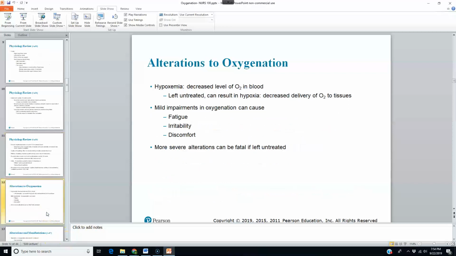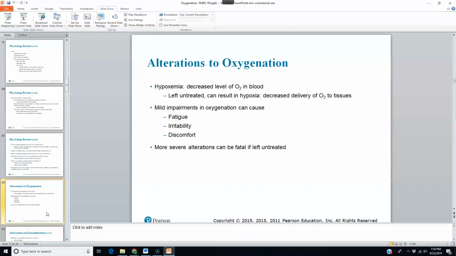Now we're looking at those alterations in oxygenation. We look at that term hypoxemia, which is just decreased levels of O2 in the blood, and left untreated can result in hypoxia, in which now we have a decreased delivery of O2 to the tissues. And our thoughts are, when we see that our patients are starting to develop hypoxemia, we need to fix it as soon as possible.